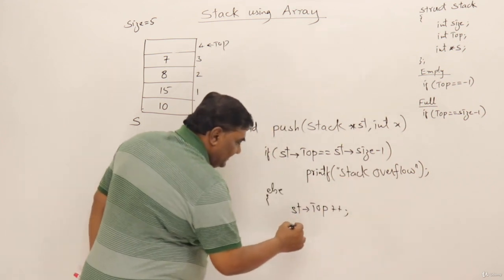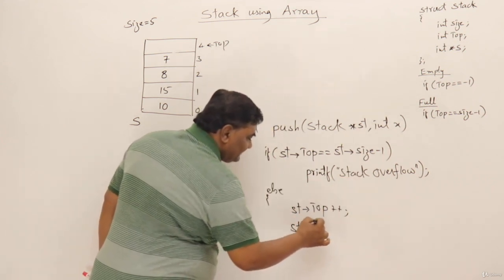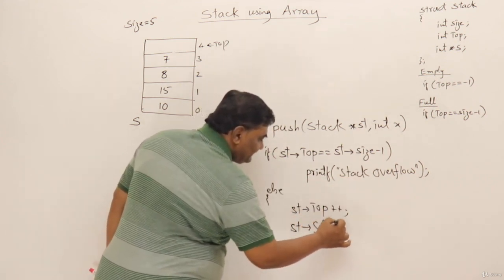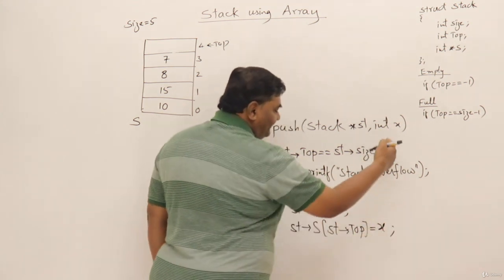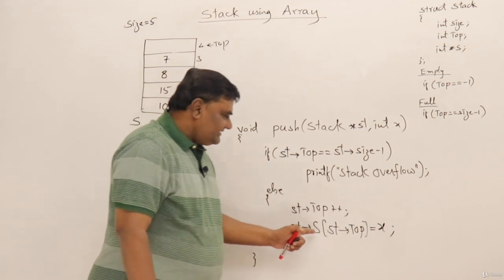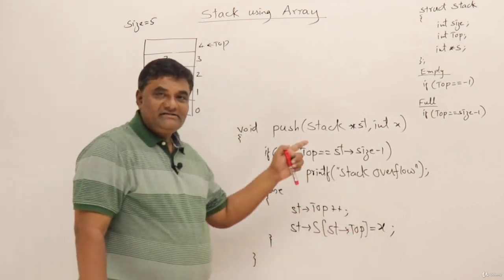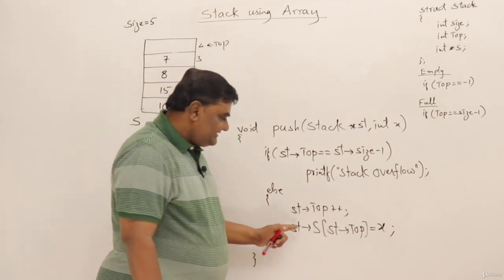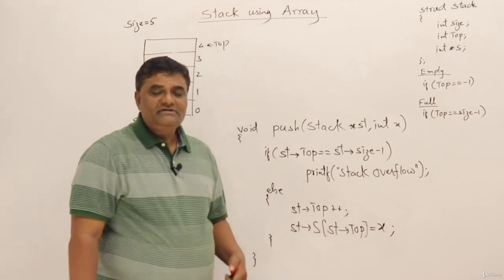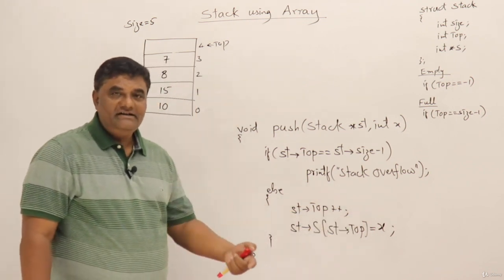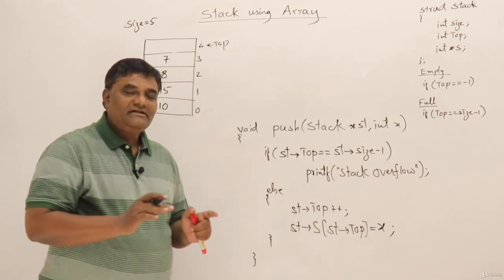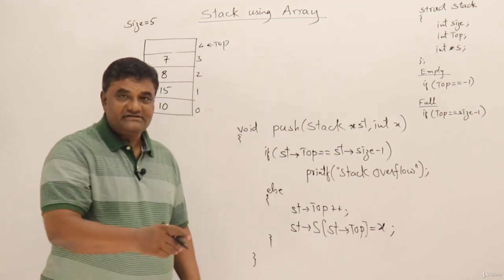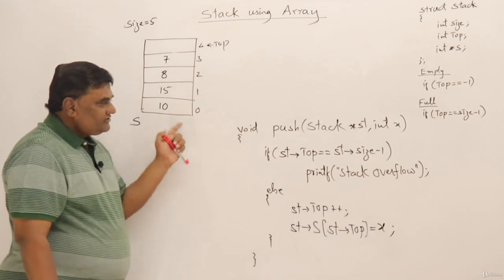So I have to say st->s, then st->top. And here the value x is stored, the value that we want to push. See, actually this is s[top], but both are inside the structure. So I am writing st->s and st->top. This is the style of code we will be writing in the remaining functions also. Remember that these things are inside the structure, which we have already discussed. So this is the method for pushing a value.